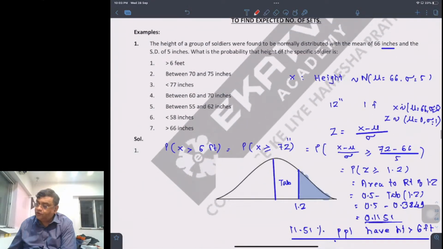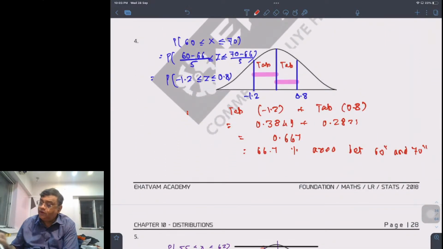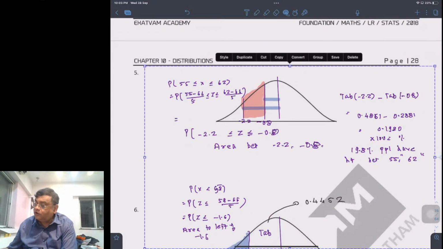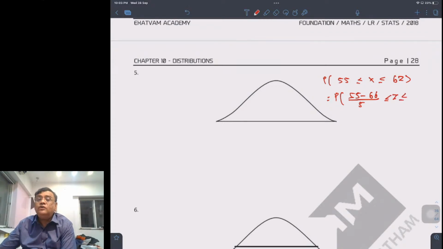And the fifth part is what? Is between 55 and 62. Now what probability do you want? It is the probability of 55 less than or equal to x less than or equal to 62. Convert it to z. Probability of (55 minus 66) divided by 5 less than or equal to z less than or equal to (62 minus 66) divided by 5.